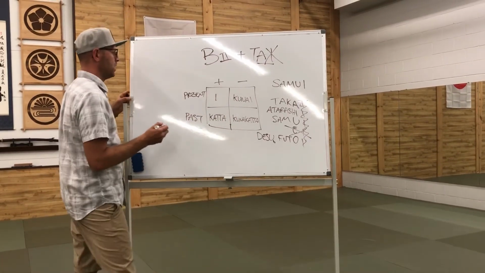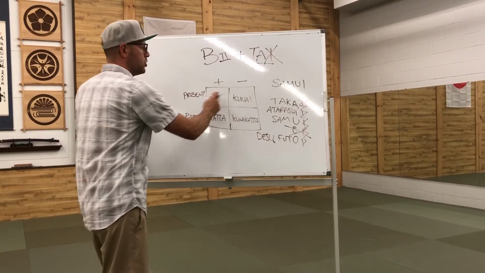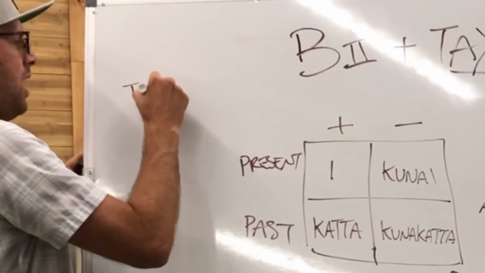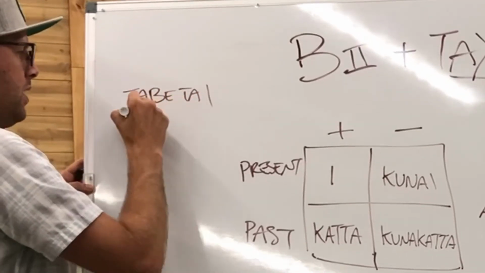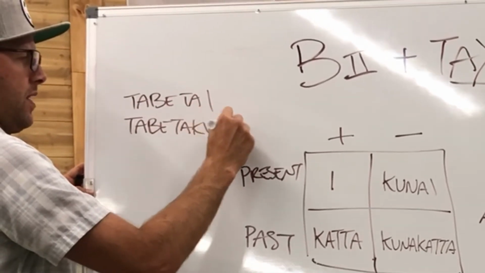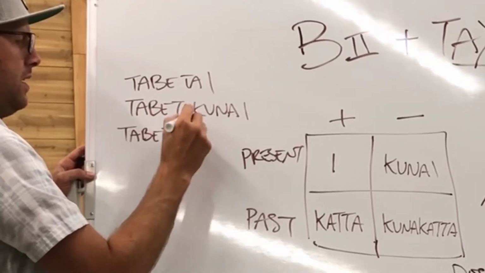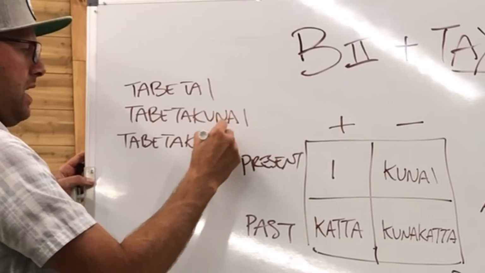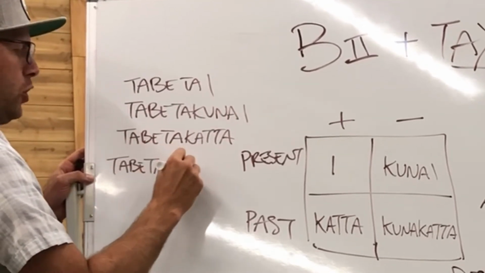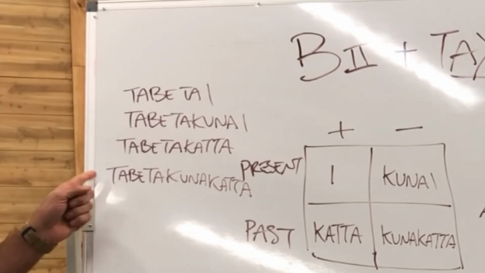So I might end up with, let's go through want to eat, don't want to eat, wanted to eat, didn't want to eat. So that would be tabetai, tabetakunai, tabetakatta, and tabetakunakatta. All right, so that's how that would work.